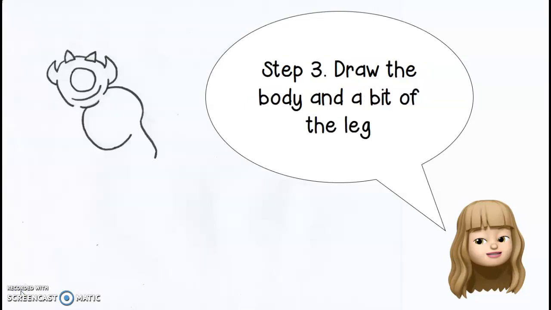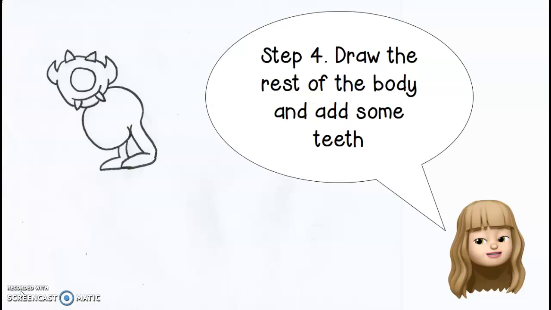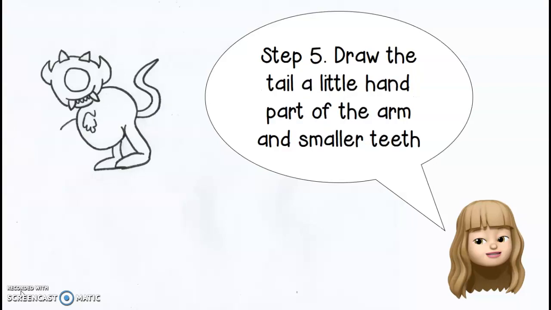Step 3 is to draw the body and just a little bit of the leg. Step 4 is to draw the rest of the body and the other leg, the other parts of the leg, and to add some teeth sticking out of his little smiley face there.